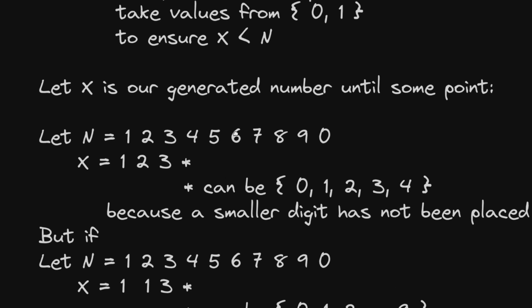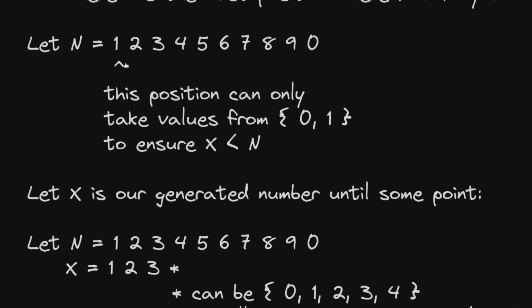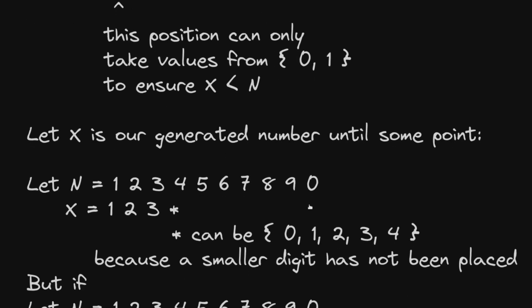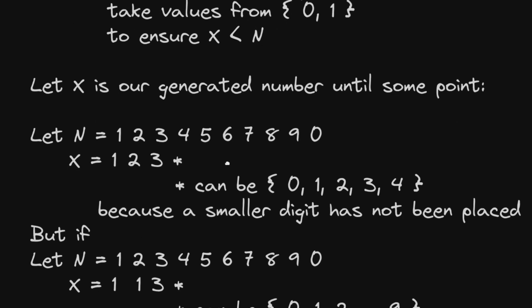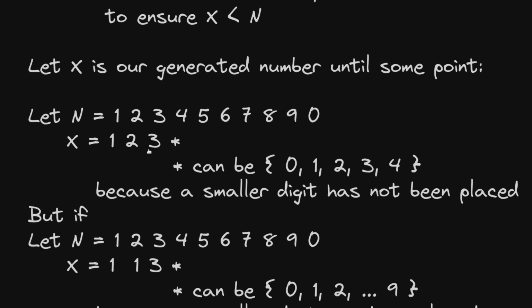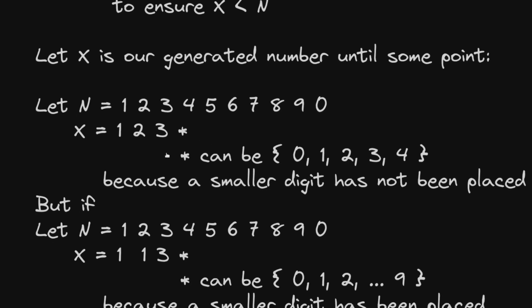The next one: let's say at some point we have filled some numbers, and now we want to fill an intermediate position. So let's say until now we have filled up to this, and we want to fill the star position now. Now as you can see, we have never put any digit which is less than that corresponding position digit in n. So until now we haven't made x less than n, hence it has to be between 0 to 4 only, because that guarantees that x will be less than or equal to n.